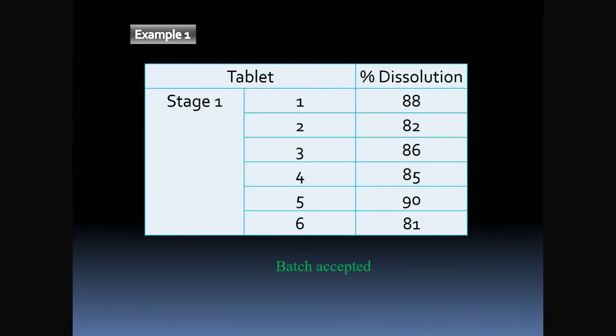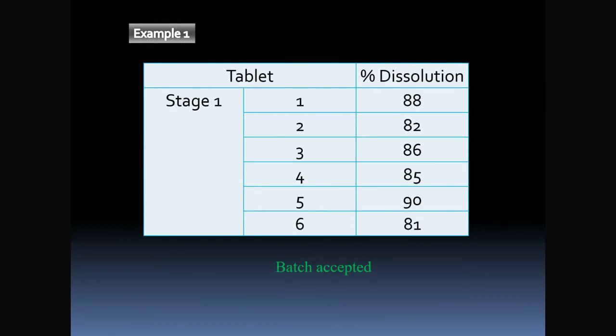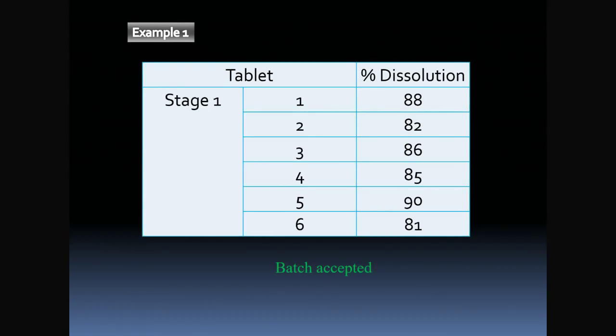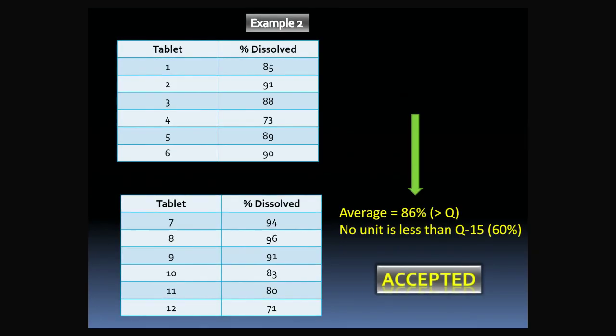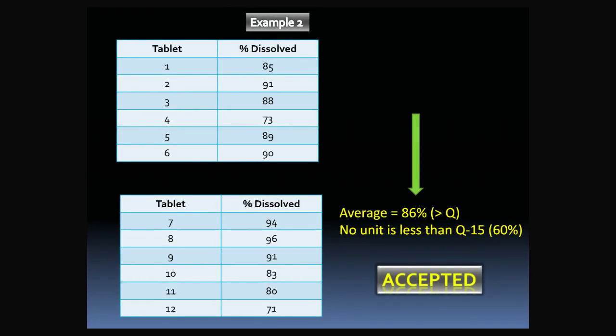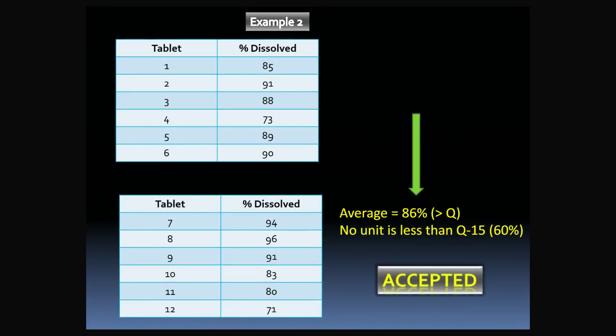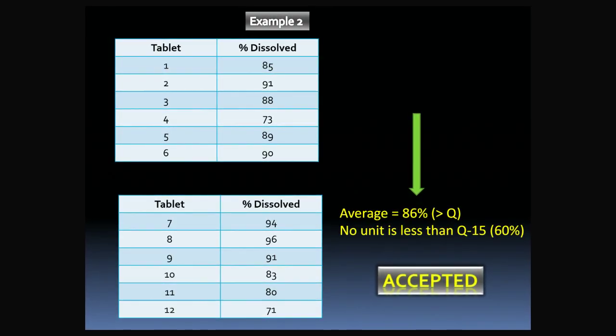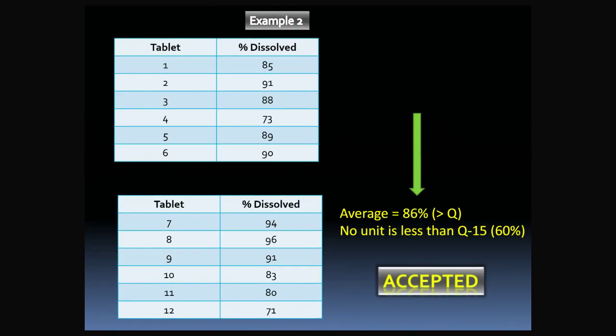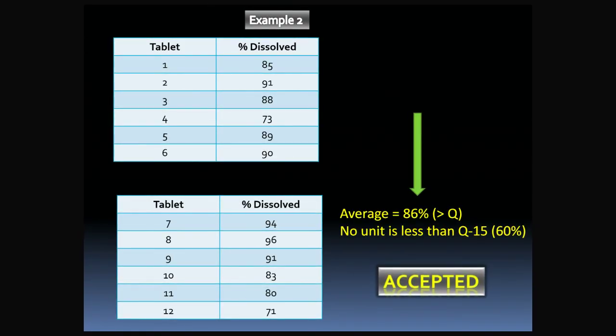How would the acceptance status shift if even one tablet registered at 79%, falling just 1 point below our Q plus 5 requirement? Observe the data for tablet 4, which dissolved at only 73% and triggered a mandatory transition to Stage 2 because it failed the Q plus 5 threshold of 80%.